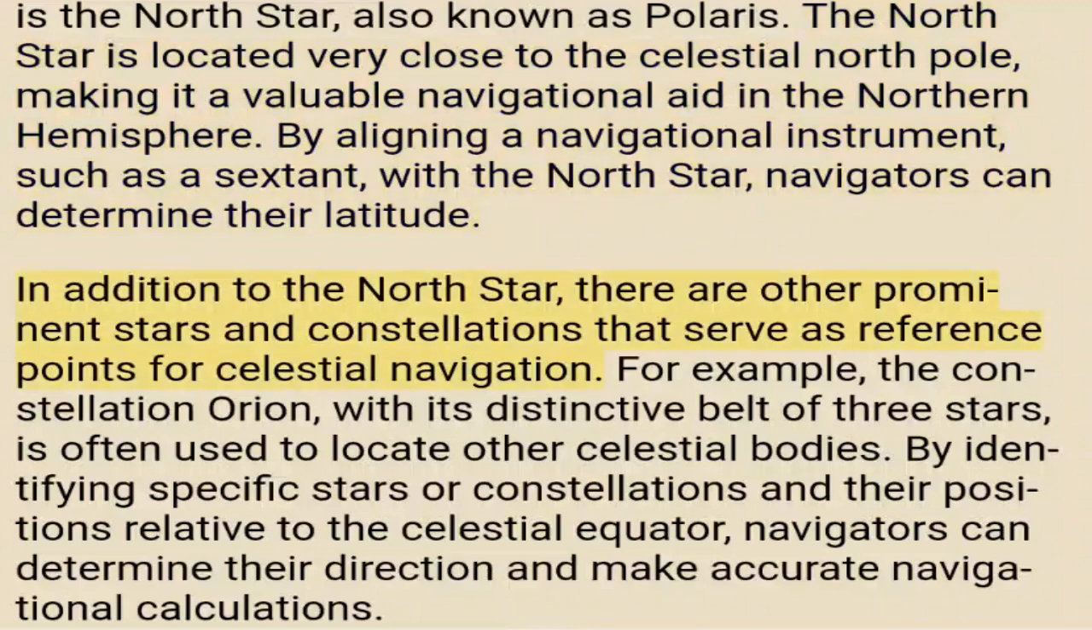In addition to the North Star, there are other prominent stars and constellations that serve as reference points for celestial navigation. For example, the constellation Orion, with its distinctive belt of 3 stars, is often used to locate other celestial bodies. By identifying specific stars or constellations and their positions relative to the celestial equator, navigators can determine their direction and make accurate navigational calculations.